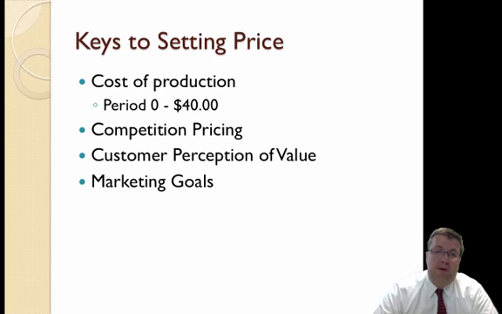There's really 4 components that we're going to look at when we set our prices. First, how much does it cost us to produce a product or service? In period 0, the cost of production is $40. And so you know at the very least you've got to charge $40 for your product. Next thing we look at is competition pricing. How much is your competitor charging for this product or service? Next, what is the customer's perception of the value of the product?